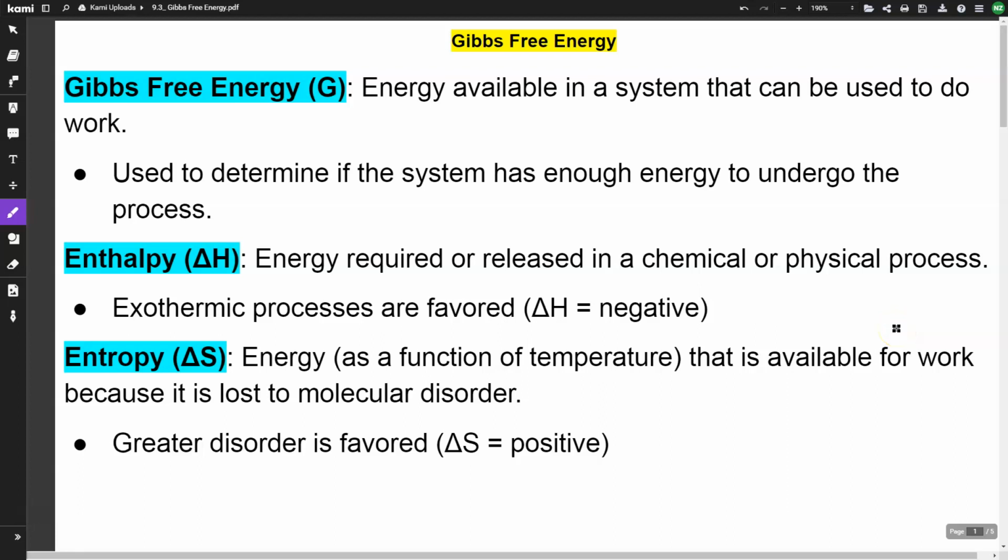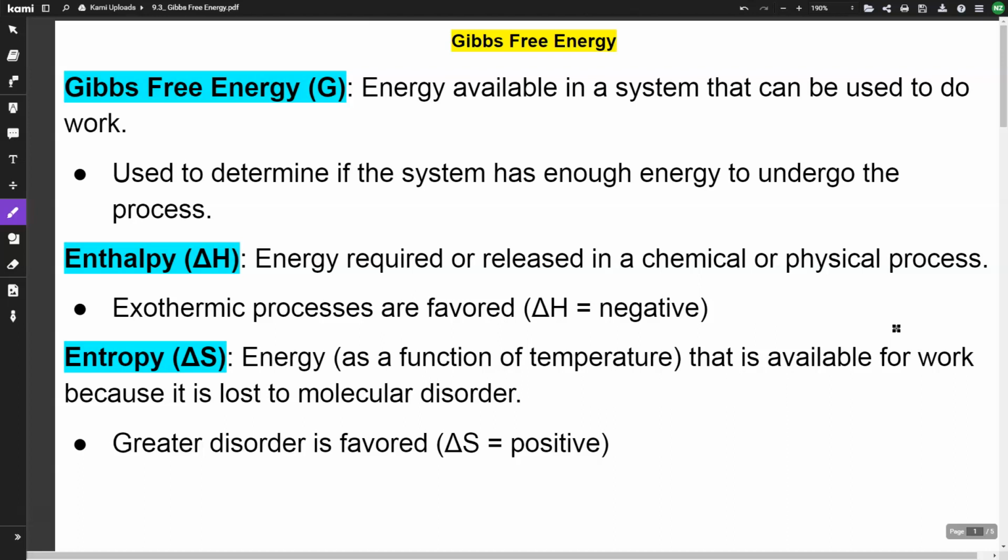In this video, we're going to go through Gibbs Free Energy. So what is Gibbs Free Energy? Well, it's energy available in a system that can be used to do work. It's used to determine if the system has enough energy to undergo the process for the reaction to take place.